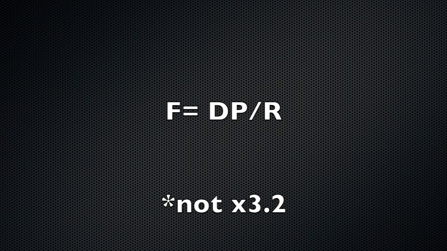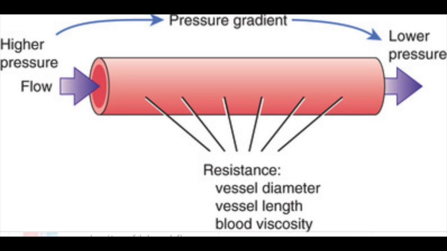F equals dP over R times 3.2. Blood flow always moves from areas of high pressure to low pressure, much like the flow of water through a garden hose after opening the faucet. Following the contraction of the heart, pressure is high at the beginning of a blood vessel and the pressure is low farther away from the heart.